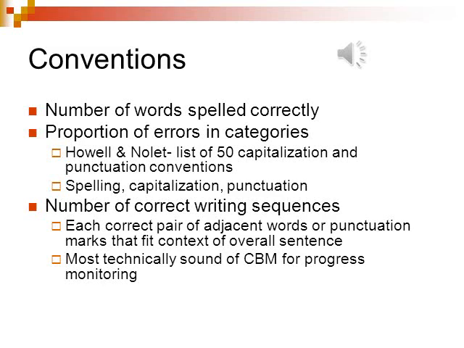We also look at number of correct writing sequences, and this is one of our curriculum-based measurement tools. And we're going to learn more about that in another presentation and hopefully through what you've read this week. But basically we're looking at each correct pair of adjacent words or punctuation that fit in context in the overall sentence. So this goes beyond just looking at the word spelled correctly or the total number of words written, but getting a sense, do these words make sense connected in context to make a coherent thought? And this is the most technically sound of CBM for progress monitoring, is the number of correct writing sequences.